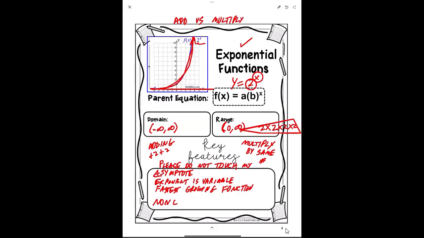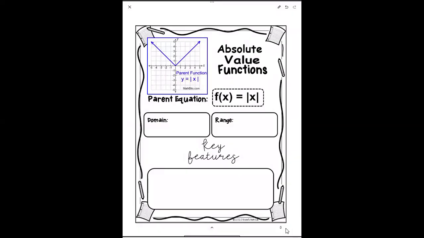All right, let's go. Next is absolute value. Absolute value, basically, whenever you see these two bars around something, you know you're dealing with absolute value. Whenever you see a V, whether it's upside down or right side up, you're dealing with an absolute value function. It's very similar to a quadratic, except it has straight lines. Domain's the same, negative infinity to a positive infinity. The range starts at 0, goes to a positive infinity.